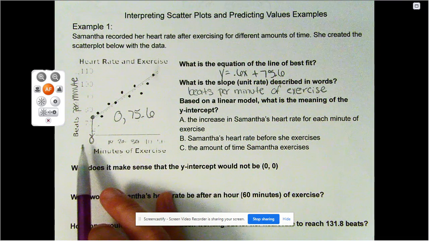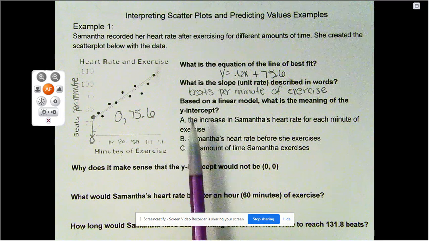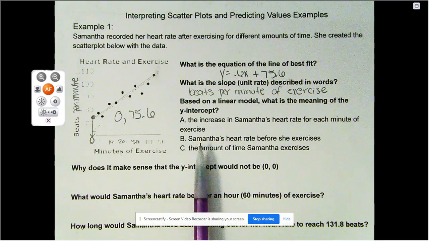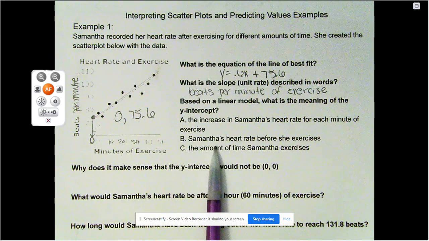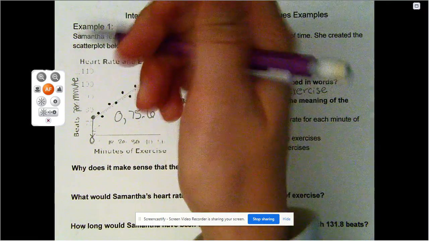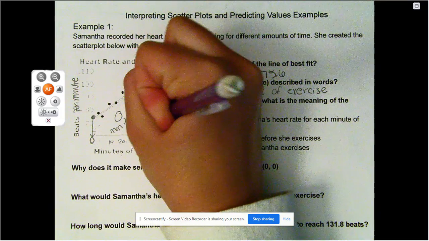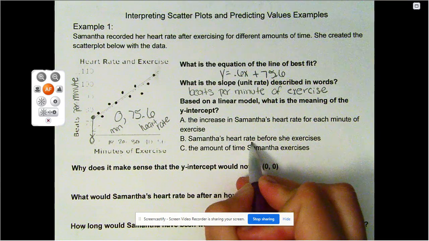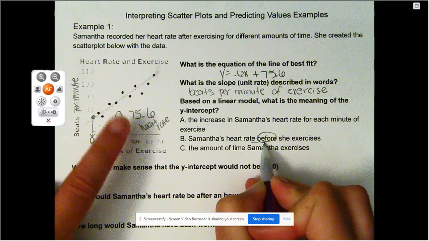Which description matches that? Is it the increase in Samantha's heart rate each minute of exercise? Is it her heart rate before she exercises? Again, we're at 0 minutes of exercise. Or is it the amount of time that she is exercising? If we're at 0 minutes and her heart rate is already at 75.6, that is happening before she exercises. The key part was 0 minutes.